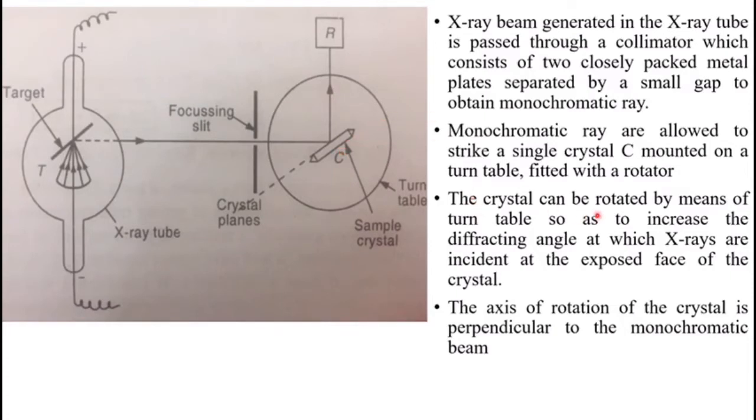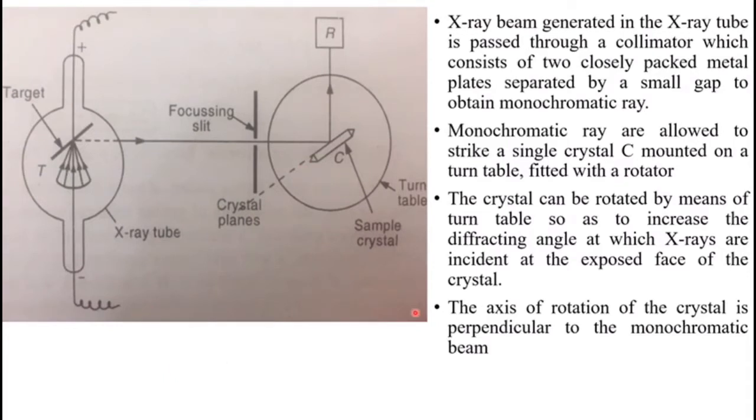The crystal can be rotated by means of the turntable so as to vary the angle at which X-rays are incident on the exposed face of the crystal. For example, if this is the 100 plane, then this 100 plane is exposed to the X-ray. If you rotate this one, maybe 110 will come here, so that 110 will be exposed to the X-ray. So for the availability of different lattice planes, we rotate this crystal using this turntable.